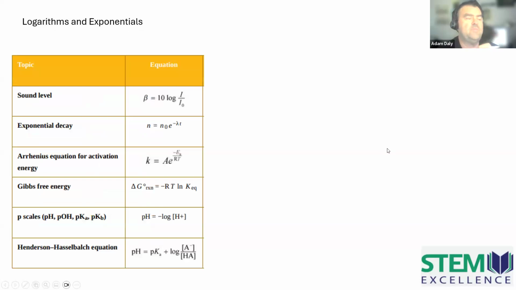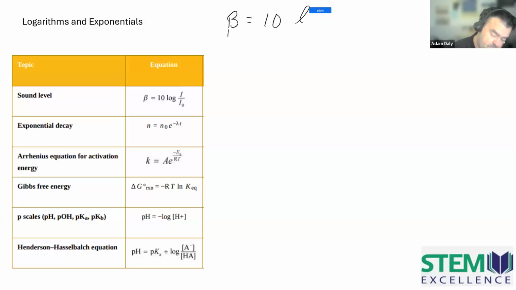Right. The next aspect of mathematics that's really important to feel comfortable with is the use of logarithms and exponentials. Like for example, for the sound level, we should be able to solve for any variable. So if we look at the sound level equation, beta is 10 log I over I0. And if we want to solve for I. So the goal is to solve for I.